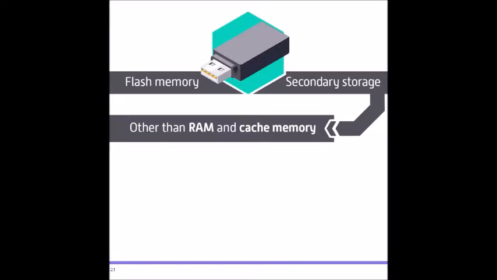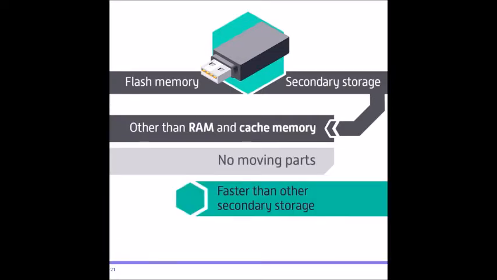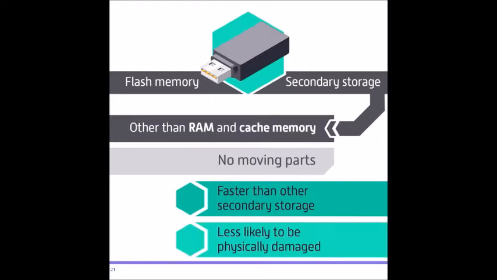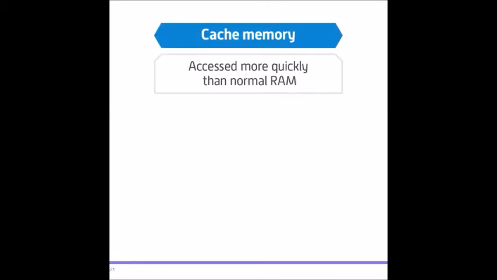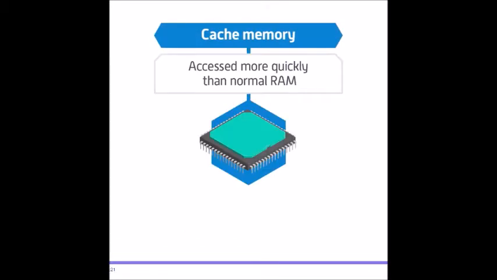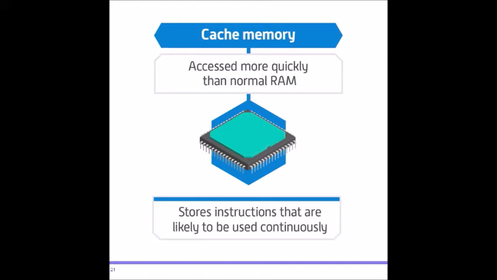One of the reasons that flash memory is so popular is that it has no moving parts, which means it is much faster than other secondary storage devices and less likely to wear out or be physically damaged. Cache memory is accessed more quickly than normal RAM. It is often incorporated directly within the CPU chip. It's used to store program instructions that are often re-referenced and likely to be used continuously.